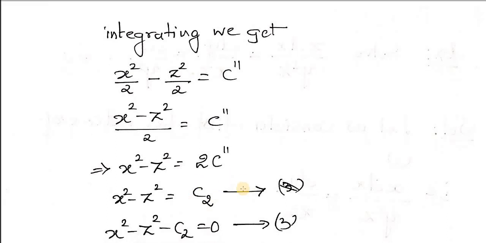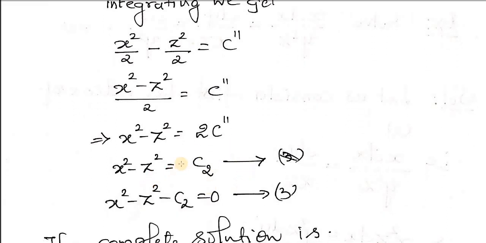So 2c double dash I have chosen completely as c2. Now c2 is taken to the LHS side. So x square minus z square minus c2 is equal to 0. Make it equation 3. So we got another solution. Earlier we got the solution in terms of x and y, now I got the solution in terms of x and z.